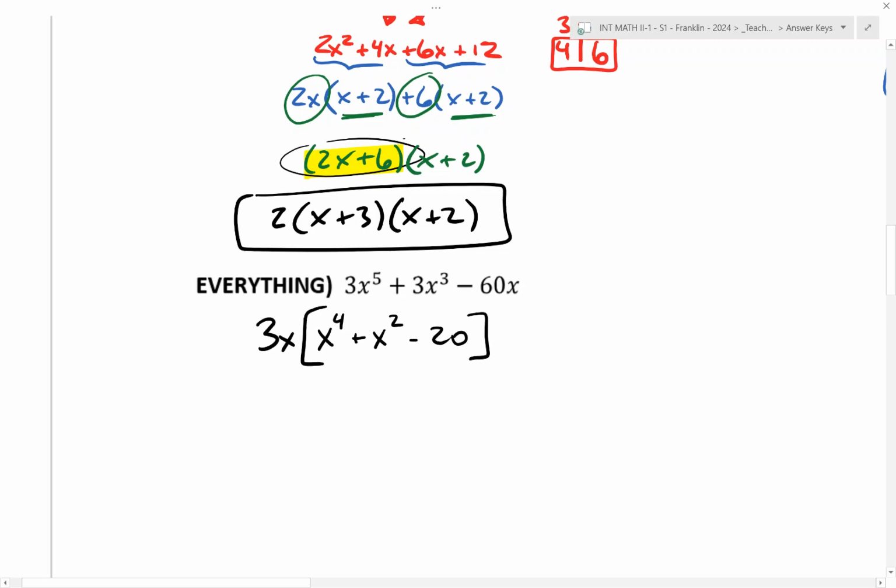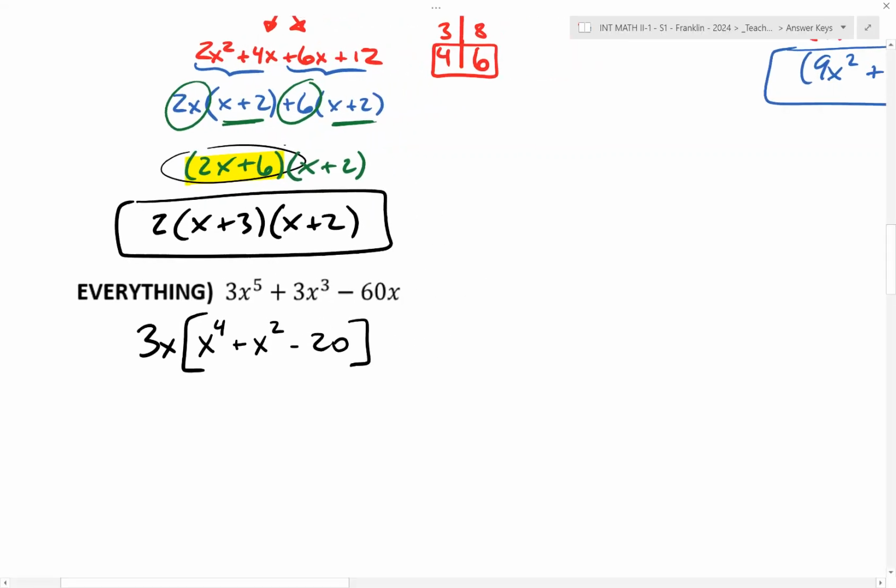And I know we haven't seen many, if any, AC method problems with x to the fourth and x squared, but it will still work. So let's go ahead and do that. Two numbers that multiply to negative 20, that's AC, and add to positive 1. So I know my bigger number needs to be positive, my smaller number negative. So negative 1 and 20 won't cut it. Negative 2 and 10, negative 4 and 5. There it is. That will add to positive 1.